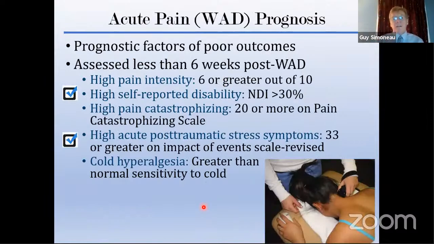So for those people in that gray zone, we already talked about the role of the NDI and the impact of event scales. We can add additional information. If they have high pain intensity, defined as 6 or greater out of 10, they're leaning toward the people that will have moderate to severe disability long-term. If you use the pain catastrophizing scale, if they have 20 or more on that scale, they're leaning toward people with moderate or severe long-term disability. If they have cold hyperalgesia or elevated pain pressure threshold, that's a sign of basically central sensitization, so they lean toward the people who may have a greater chance of moderate to severe disability long-term.